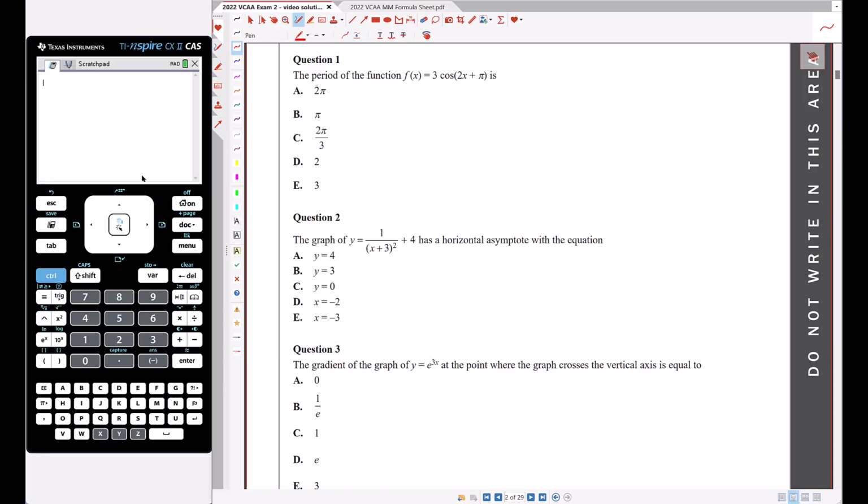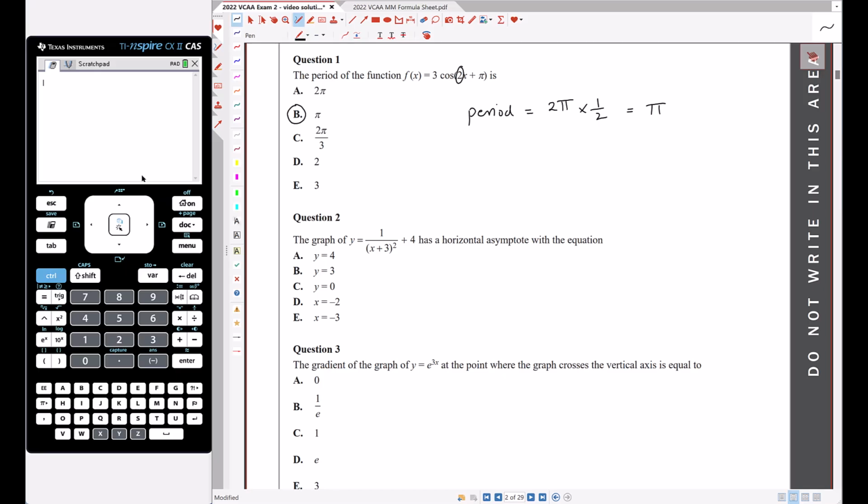It's become pretty standard for question 1 to ask you about period and/or amplitude and/or range of a trig function. The period of this function is, so the plus pi is not relevant, that's a horizontal translation. The 2 is what's relevant here, that's a dilation by a factor of a half from the y-axis. That means the period goes from being 2 pi, which is the period for a standard cos graph, to having been dilated by half from the y-axis, so dividing by 2 or multiplying by a half, and we have a period of pi. So B is the correct answer to question 1.